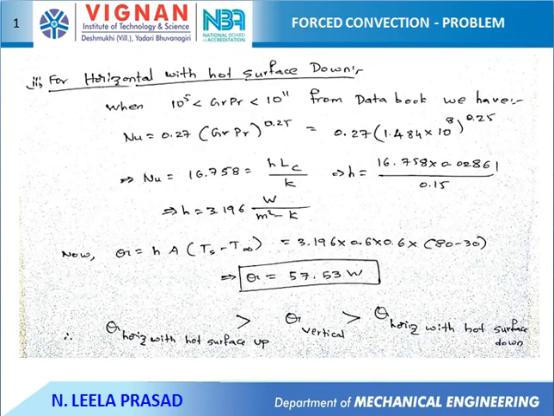Now in horizontal orientation, the second case is the top surface is insulated and the bottom surface is heated. So for this particular case, from the data book, for bottom surface heated, the correlation given is Nusselt number is 0.27 into Grashof number into Prandtl number whole to the power of 0.25. Here also the L value is 0.15 meters.